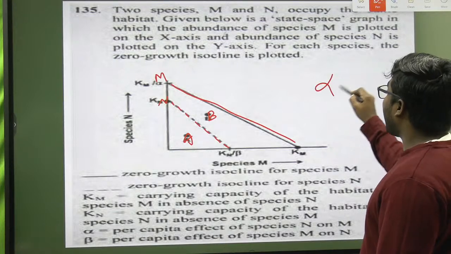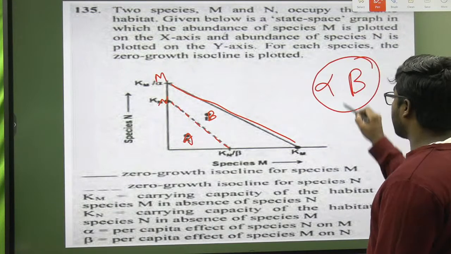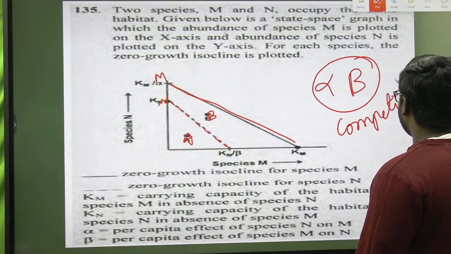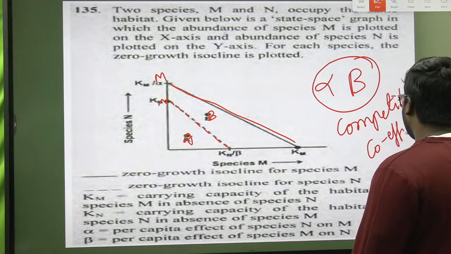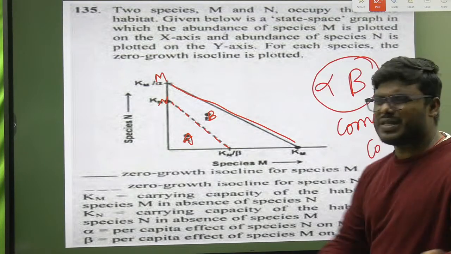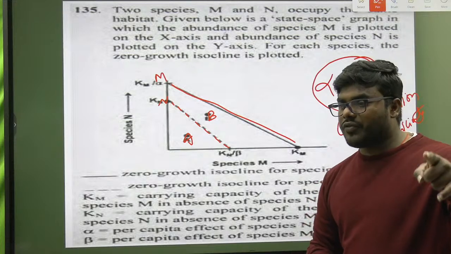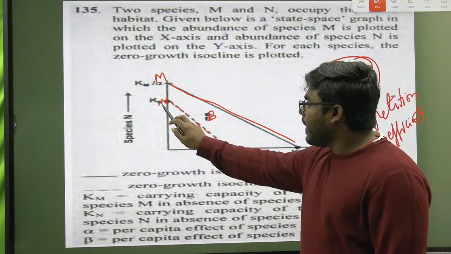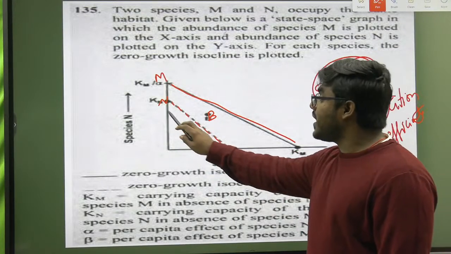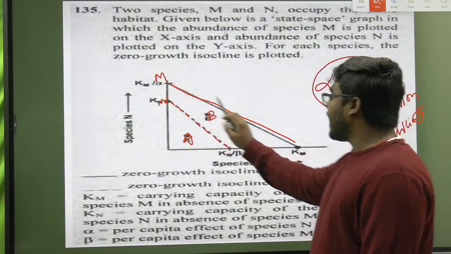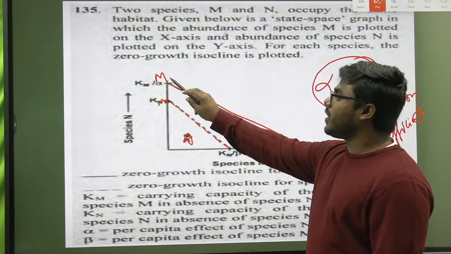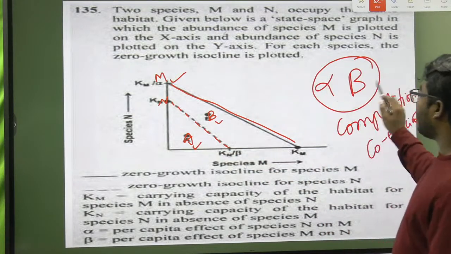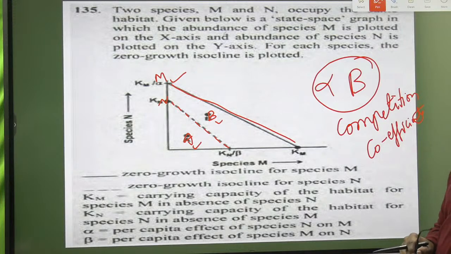Here alpha, beta are actually indicating what? Of course, they are indicating competition coefficients. Common statement. So once again, I am reminding all of you, look into this picture. This is the isocline. The dotted line is the isocline of N. This line is the isocline of M, and this is the point A, this is the point B, and alpha and beta are the competition coefficients.